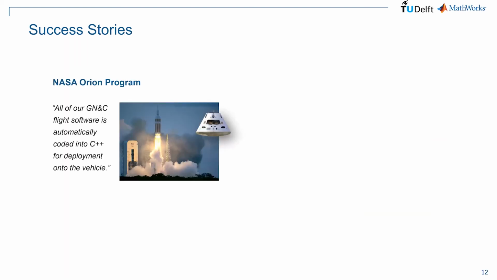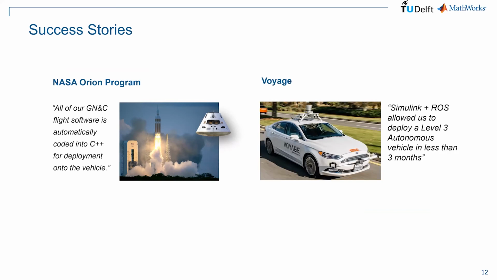There are several success stories. For example, NASA uses Simulink and Embedded Coder to generate embedded C++ code for their Orion program. Also, Voyage is one of the first companies to develop a level 3 automated vehicle, and they use Simulink and Embedded Coder to develop their entire system.